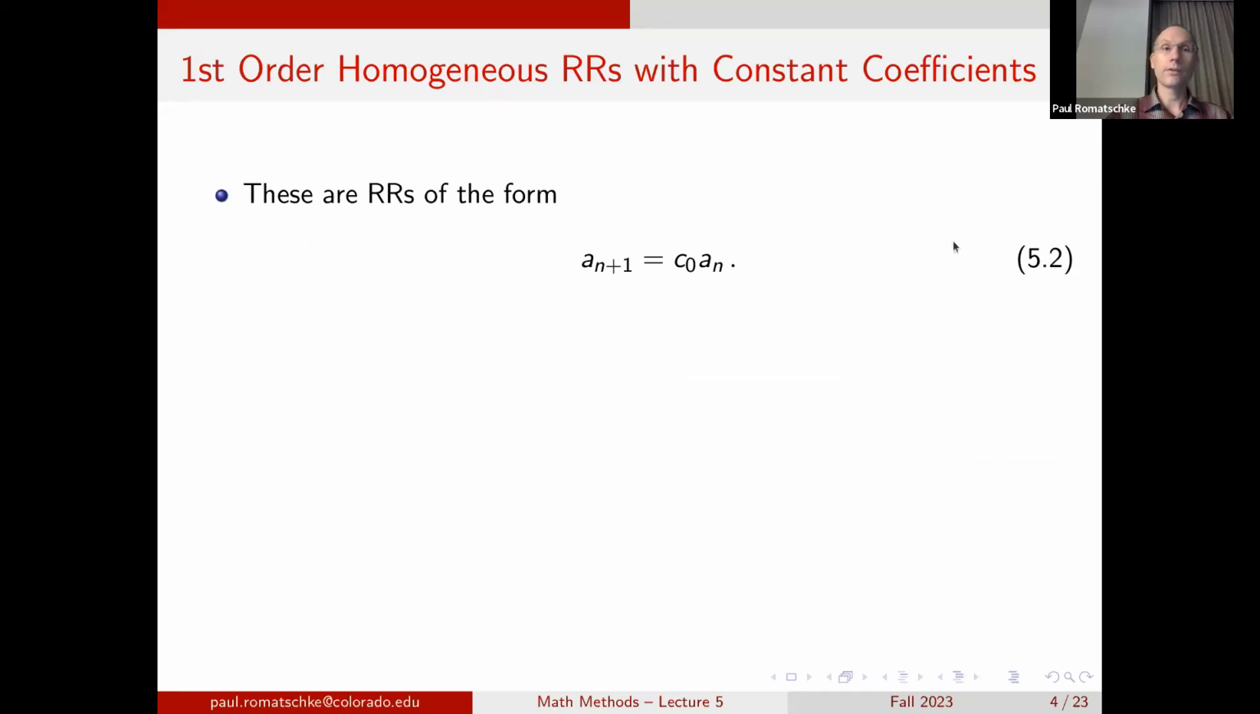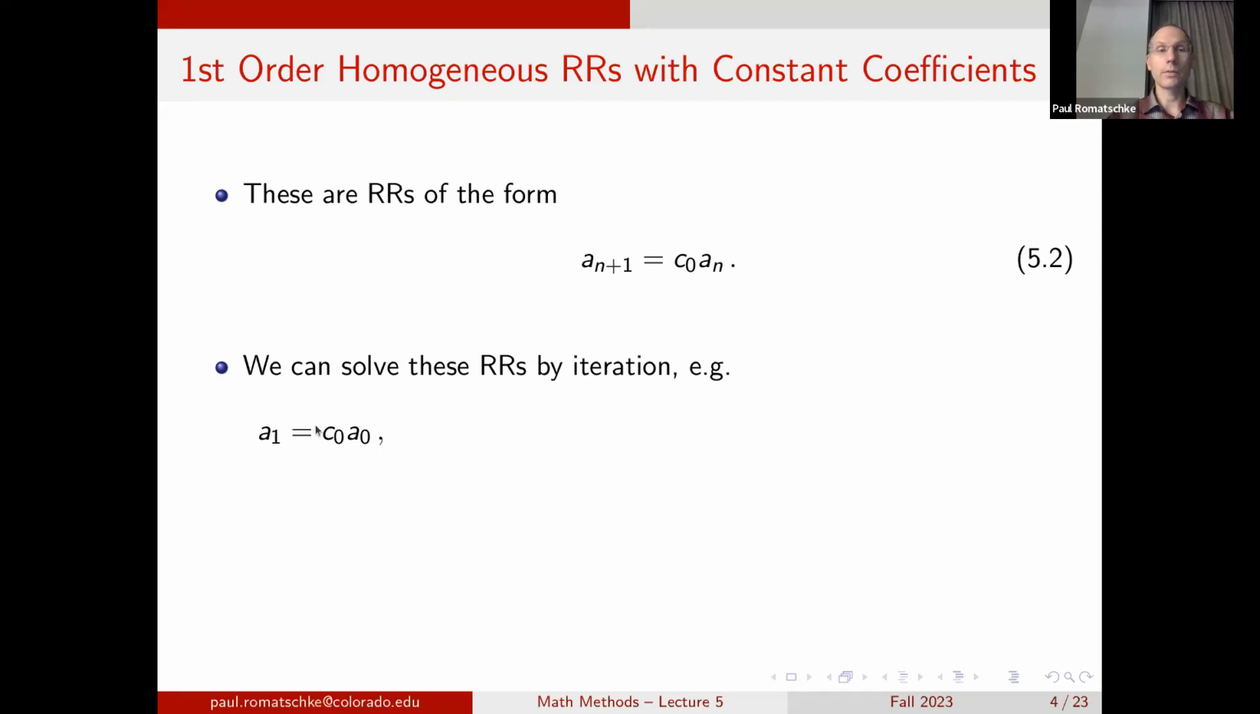Let's first talk about first-order homogeneous recurrence relations with constant coefficients. These are recurrence relations of the form shown in equation 5.2, where we have a_{n+1} and a constant coefficient C_0 a_n on the right-hand side. These recurrence relations can easily be solved by iteration.